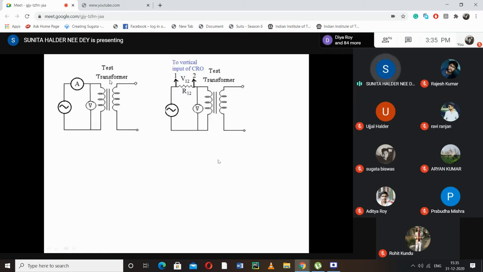For that reason, we shall put a resistor in the primary circuit instead of this ammeter, and this voltage drop we must give to the vertical input of the CRO, the vertical plate or Y plate, and the X plate will be the time. Understood? Yes, ma'am. If anyone has not understood, then ask me.